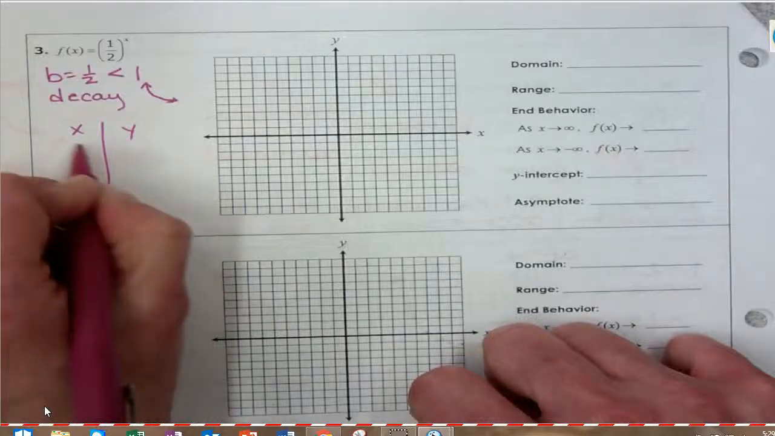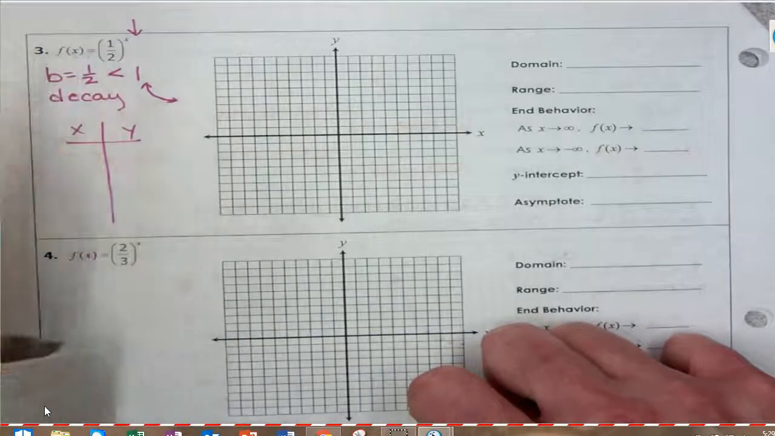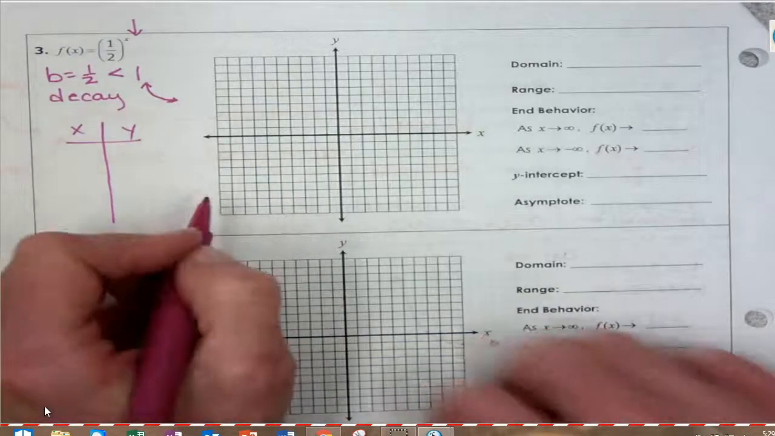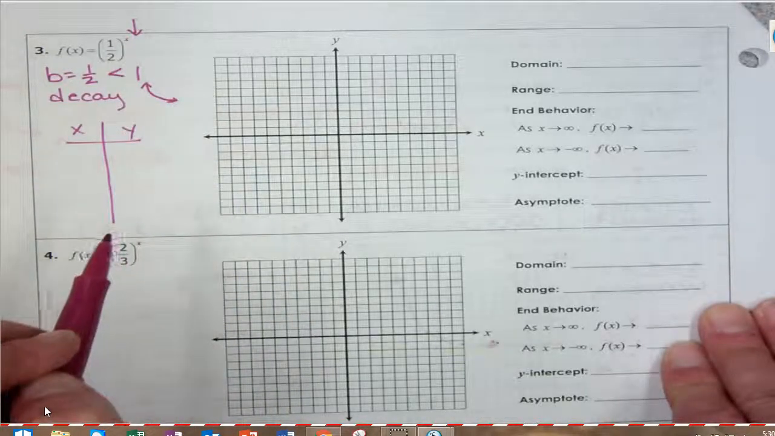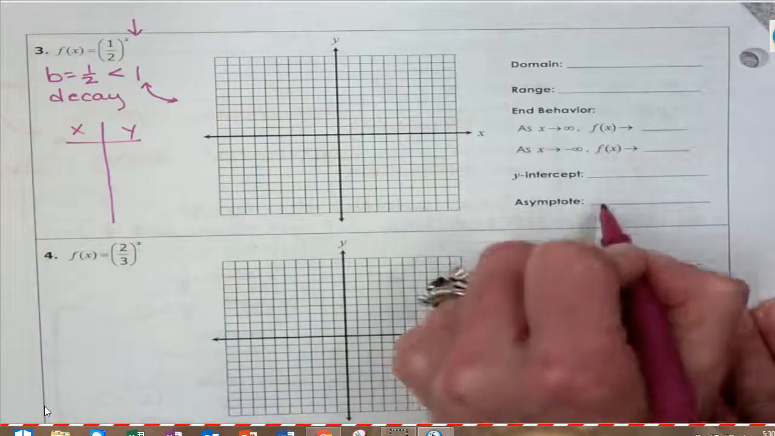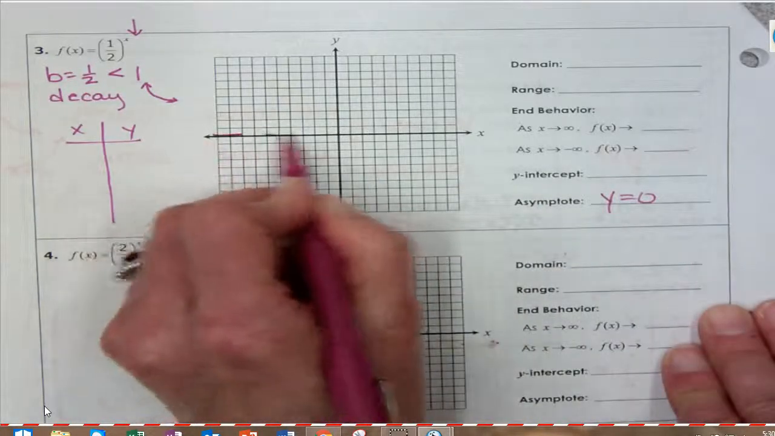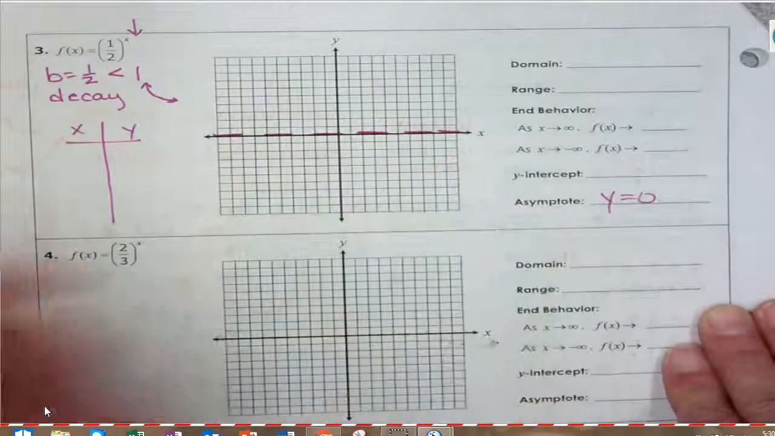I have no horizontal movement. And I have no plus or minus anything. And we will get into that in just a little bit in the next video. My asymptote is going to be y equals 0. And I can go ahead and draw that. Get those points for drawing the asymptote.